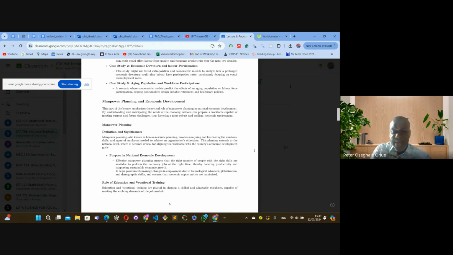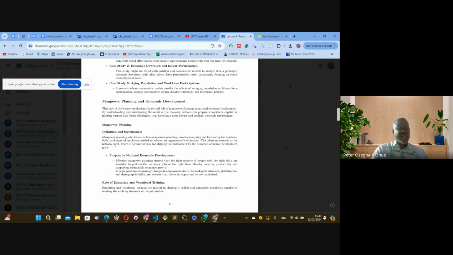It says this planning extends to the national level, where it becomes crucial for aligning the workforce with the country's economic development goals. So sometimes we want to build maybe a railway, we call a Chinese company. We have crude oil, we send it abroad and buy it back from them as refined products. Everything is imported, including toothpick. So those are the issues that we have contended with over a long time. And the chickens have come home to roost. The thing is now showing.